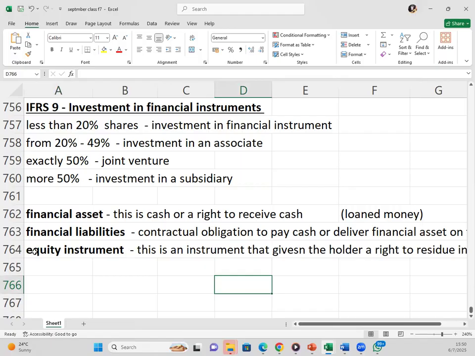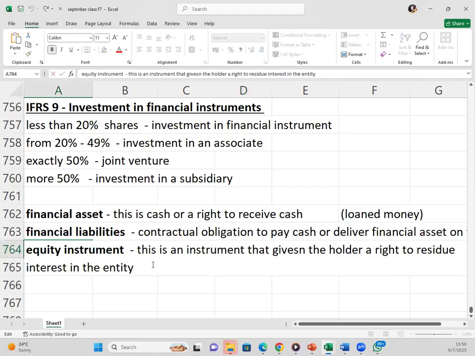Then an equity instrument now. In the above cases, the person whom we have given a loan does not have any right to the assets of the business. They do not have any residue interest. Meaning, if we pay those we are owing, what remains in the business is not theirs. But if we issue what we call an equity instrument, this gives the holder a right to residue income.